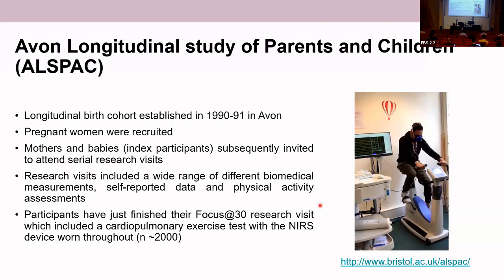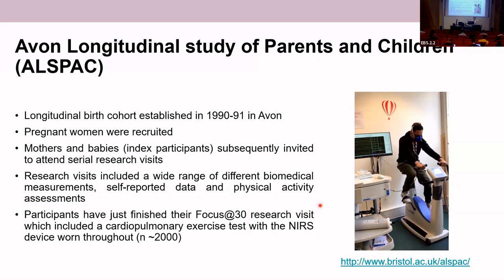And the final study that I want to talk about is the Avon Longitudinal Study of Parents and Children, or ALSPAC. So this is a longitudinal birth cohort, which was established in the early 90s in Avon, which is a region in southwest England. In this study, pregnant women were recruited. So these mothers who were recruited and their babies, who subsequently became the index participants, these guys were followed with serial research visits throughout their whole life.